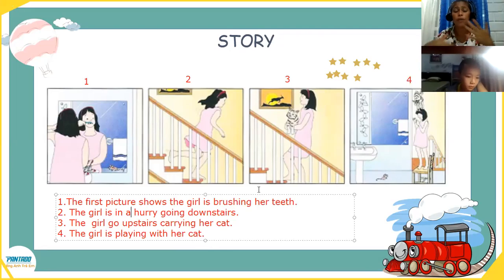First, teacher Anne will tell you. First, the girl is brushing her teeth. After, she goes downstairs. She's in a hurry. Why do you think she's in a hurry? Because she sees a mouse and she's scared. So the girl is in a hurry going downstairs and then she tried to find her cat. Number three, what happened? When she finds the cat, she goes upstairs. And then the last thing happened, the girl is playing with her cat.